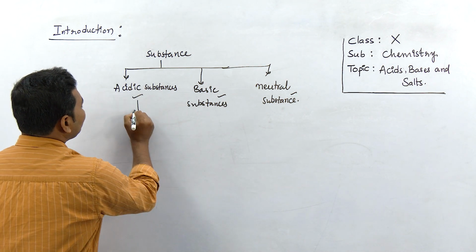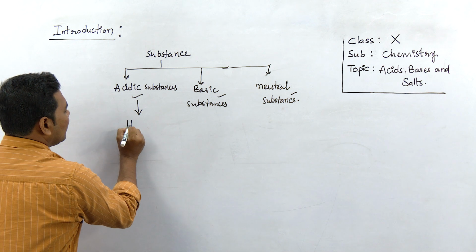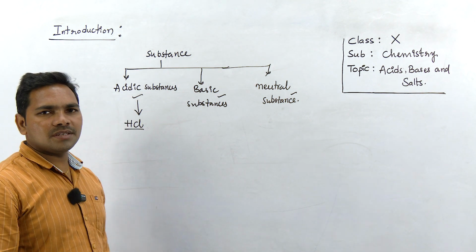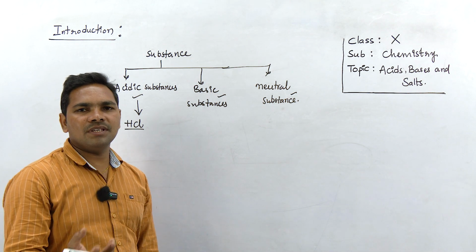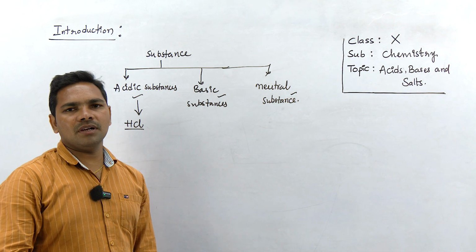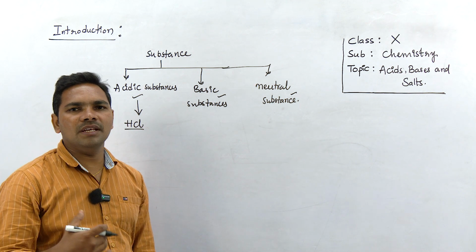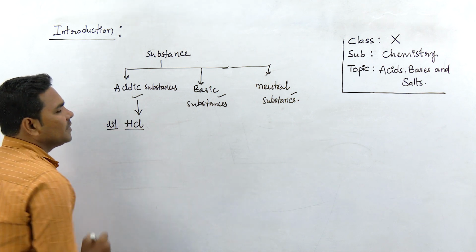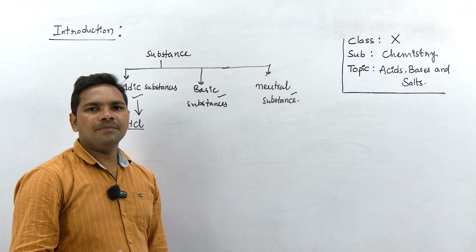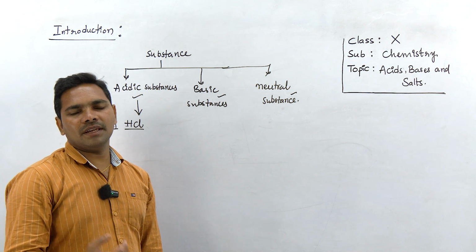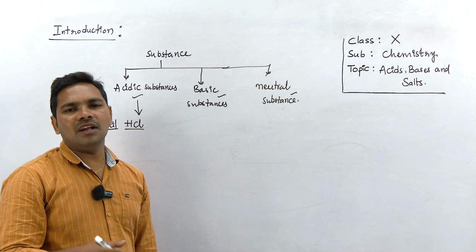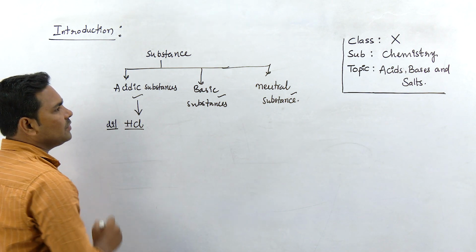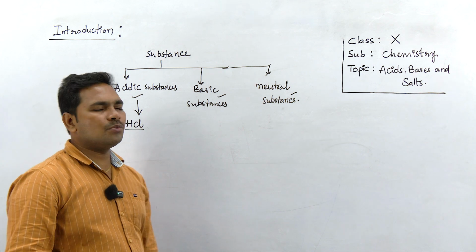Let us see, for example, acidic substances. Hydrochloric acid. You might have heard of hydrochloric acid, which is one of the juices produced by our stomach. Whenever we eat, our stomach releases some kind of acid. Mainly it is dilute hydrochloric acid. This dilute hydrochloric acid generally digests the food in the stomach, and any germs present in the food that we intake are generally killed by it. It is one of the gastric juices produced by the stomach.